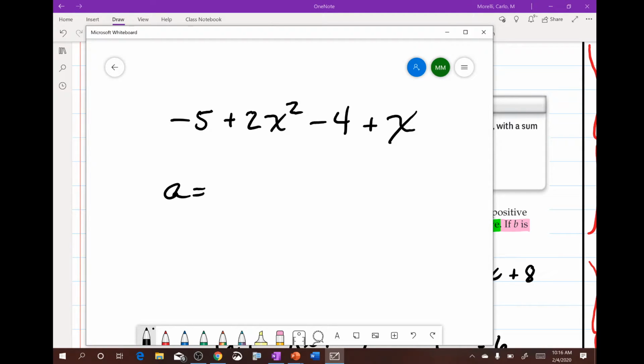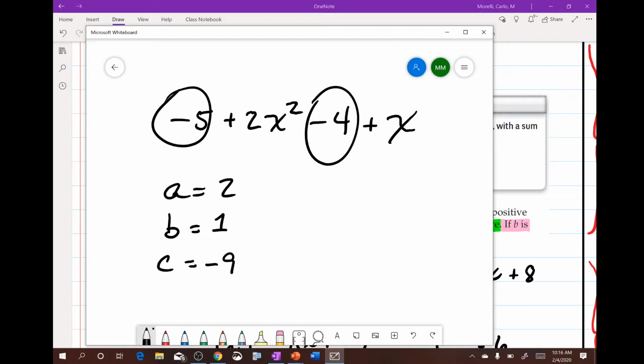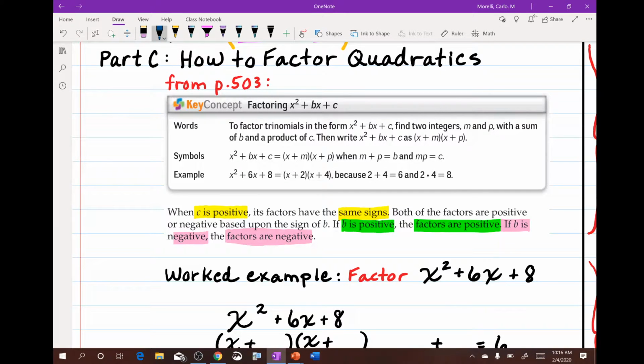What's the a value? What's the b value? 1. What's the c value? -9. So she had to put these two together. You might have to do that. All right, I just wanted to get that out there. I want to get you to understand what A, B, and C mean.